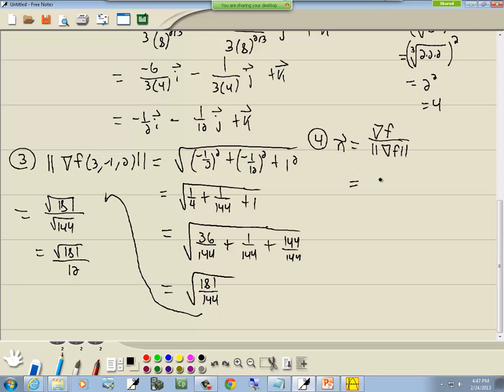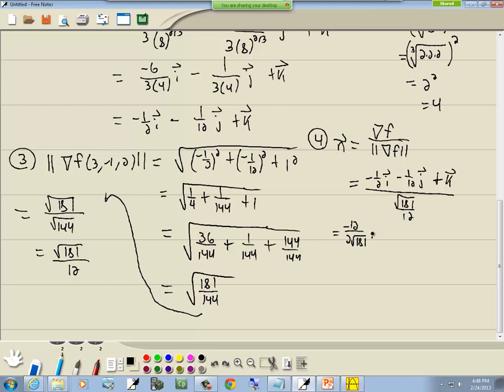Well, del f was negative 1/2 i minus 1/12 j plus k over the magnitude, which is square root of 181 over 12. Well, we got a single fraction downstairs, so we'll flip it and multiply it times our top part. So that's going to give us negative 12 over 2 square root of 181.